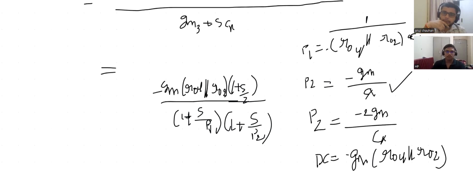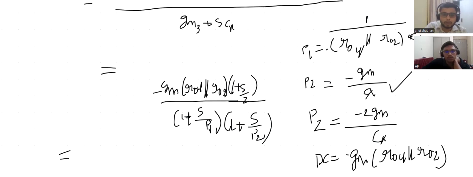So what is the phase margin? Can you tell something about the phase margin from here? I want you to approximate the expression for the phase margin.